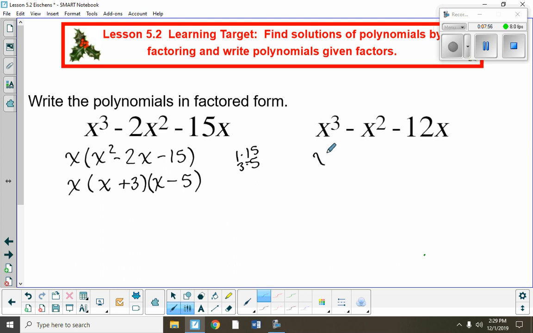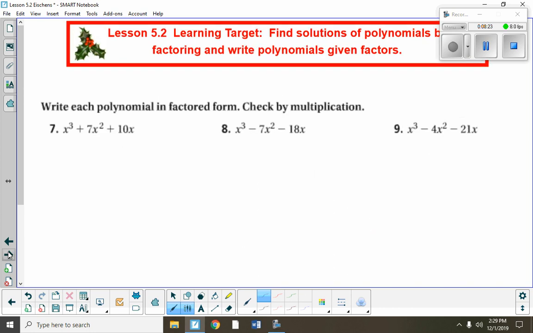Here we'll do another one. Again, we can take an x out of everything. And now we'll factor the trinomial. So x times x is x squared. The factors of 12 that have a difference of 1 would be 3 and 4. And we want to have a difference of negative 1. So we want minus 4 plus 3. That would give us a negative 1x in the middle.